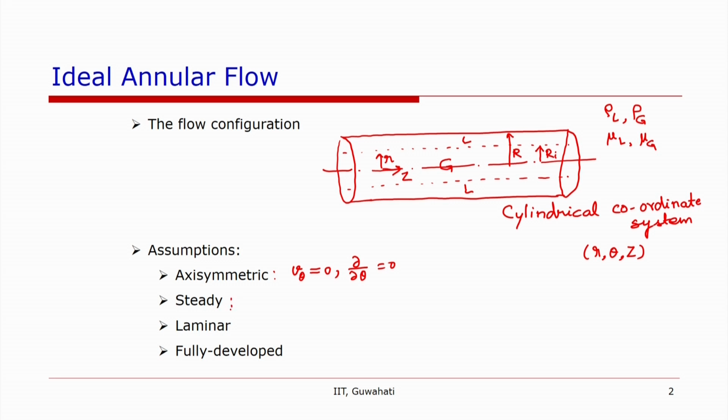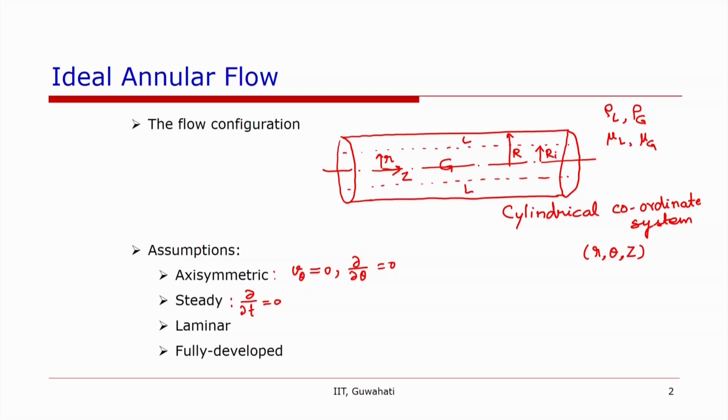At steady state, that means the dou by dou t term is equal to 0. Steady means that the properties and the configuration do not change with time. So all the variables with respect to time are constant. That's why the dou by dou t term in the conservation equations will be 0. Flow is laminar, and we do not need any models for turbulence. And we consider fully developed flow here.